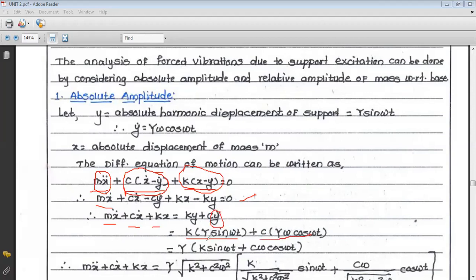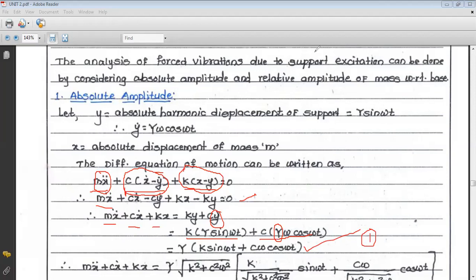Now take y common, since in both terms the constant term is capital Y. So if you take Y common, in the bracket it becomes k sine of omega t plus c omega cos of omega t. So this is your first equation, that is mx double dot plus cx dot plus kx is equal to Y in bracket k sine of omega t plus c omega cos of omega t.